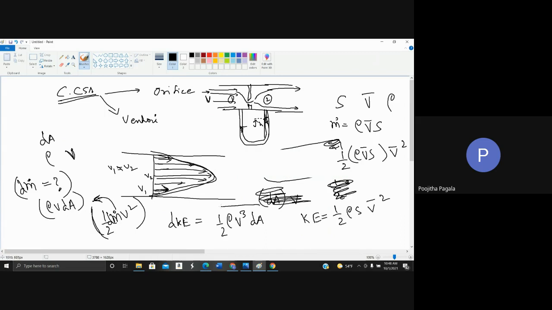Now we have two things. We have the kinetic energy of a differential element, and we also have the total kinetic energy. Can you tell me how I can transform this to this? How do I move from a differential to total kinetic energy? What operation should I use?